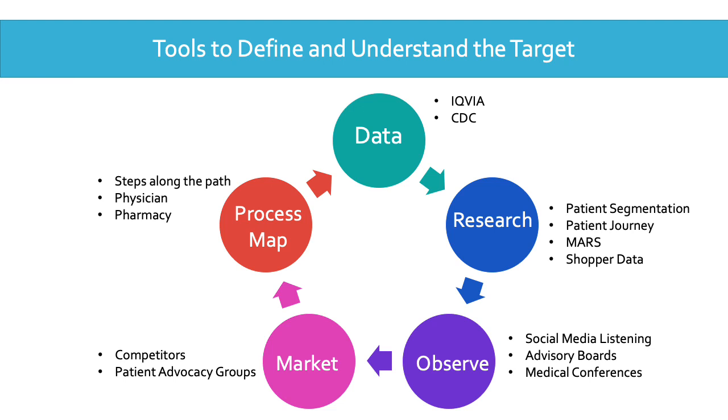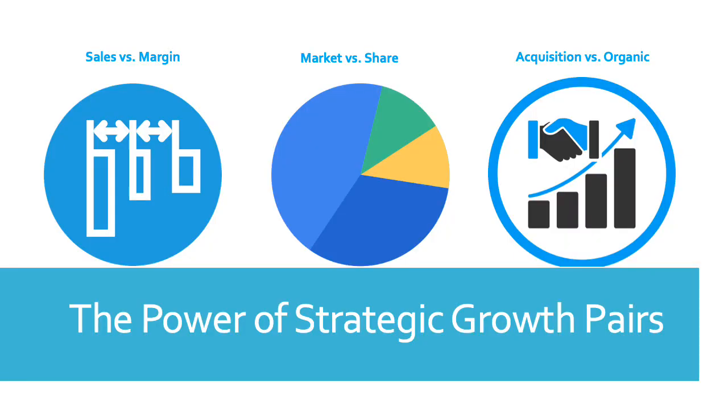It's important to think about the strategic growth pairs when you're setting your strategy. Some of these things are kind of in conflict with each other, and it can be important to start to think about how you're going to engage.